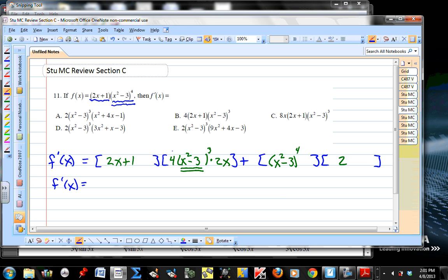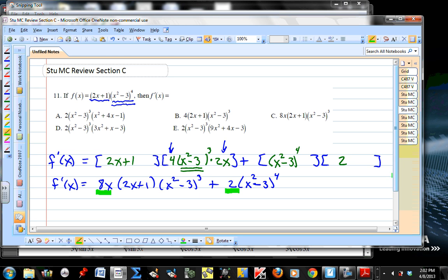We've got 4 times 2x. We can call this 8x times the quantity 2x plus 1 times the quantity x squared minus 3 quantity cubed plus, we can pull this constant out in front, 2 times the quantity x squared minus 3 to the fourth power. Now we need to look for common factors.